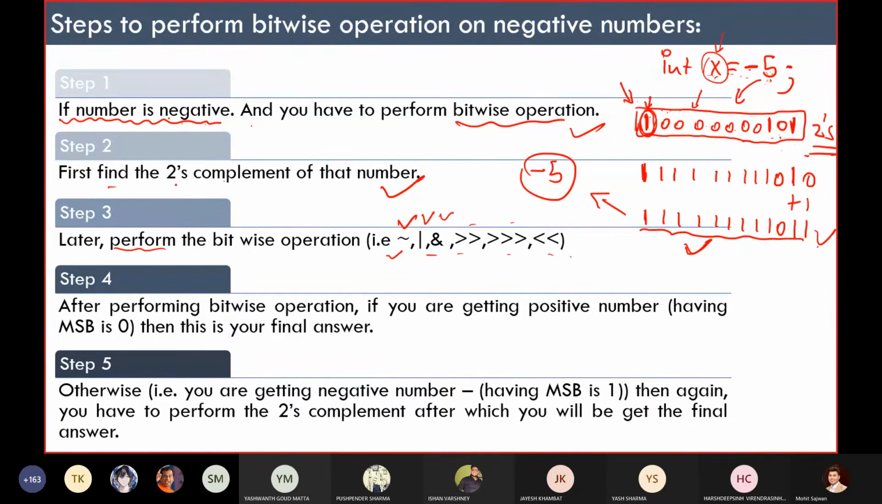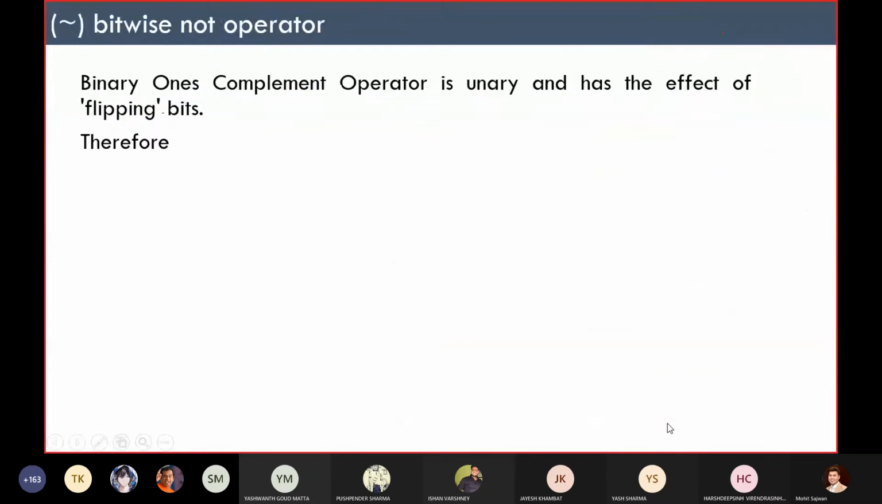So first of all, find the two's complement, then perform the bitwise operator, and after the bitwise operation, if you are getting a positive number, then it is okay. I will show you when we are going to get the positive number. Otherwise, if you are getting a negative number, then you have to again perform two's complement. So suppose you have a number x is equal to -5, which we have already discussed.